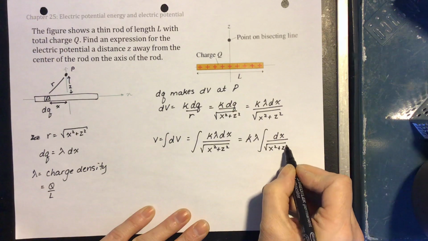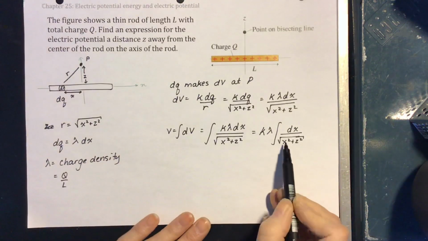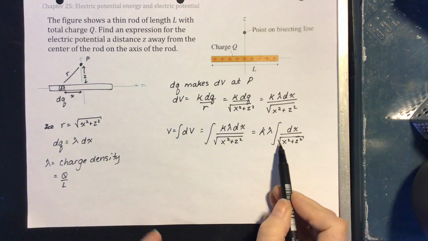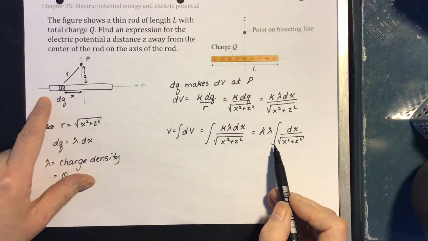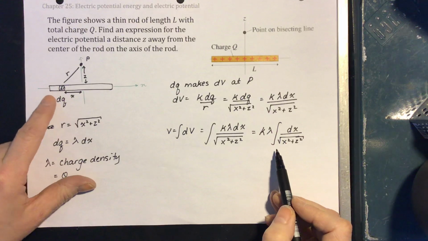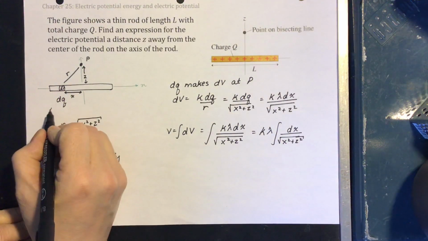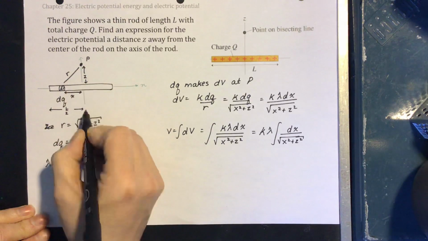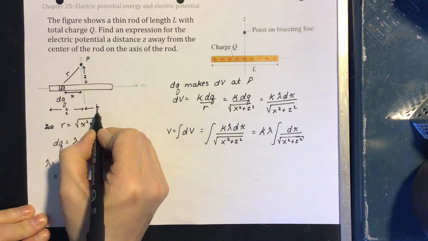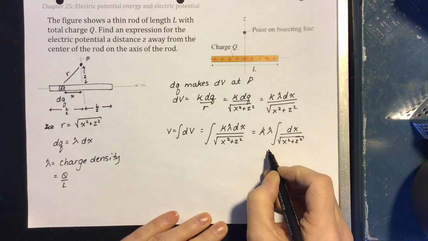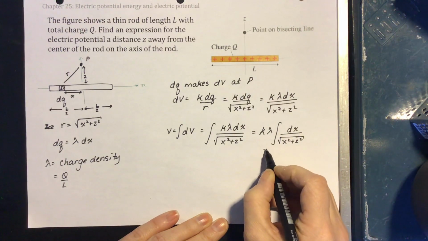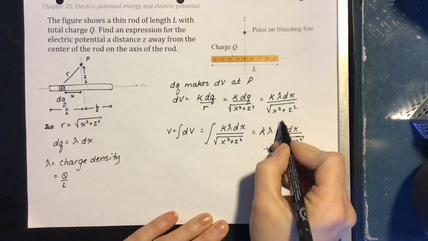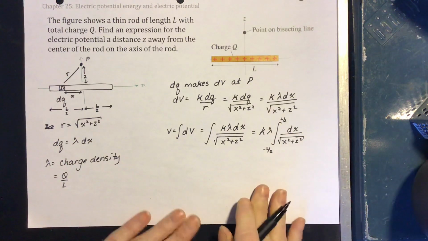So now for our next step, let's identify the limits of our integral. We go from one end of the rod to the other. So one end of the rod has x equals minus L over 2, because this line goes straight up through the center. So our x initial is x equals minus L over 2. Our x final is over on this end of the rod. That's x equals plus L over 2. So let's evaluate our integral and put in our limits.